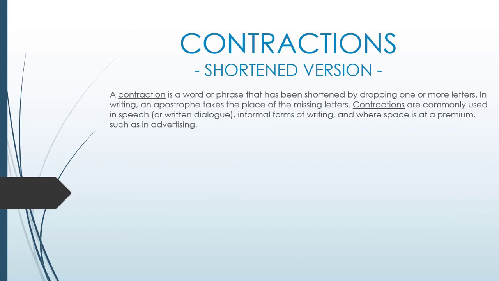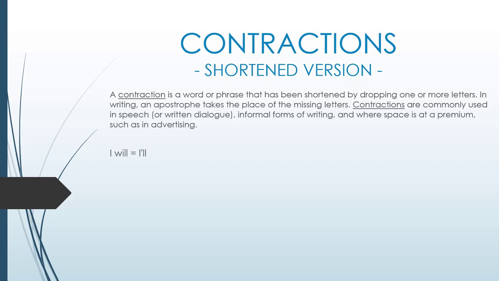A contraction is a word or phrase that has been shortened by dropping one or more letters. In writing, an apostrophe takes the place of the missing letters. Contractions are commonly used in speech or written dialogue, in informal forms of writing, and where space is at a premium, such as in advertising.